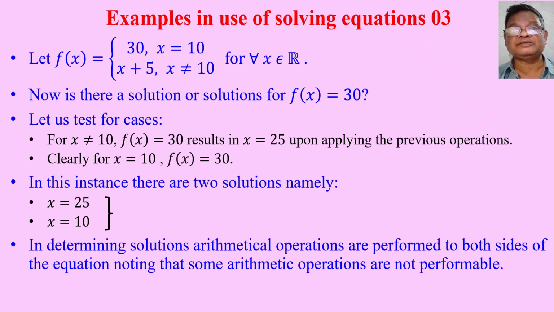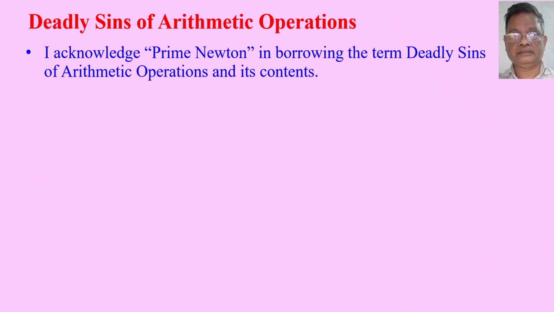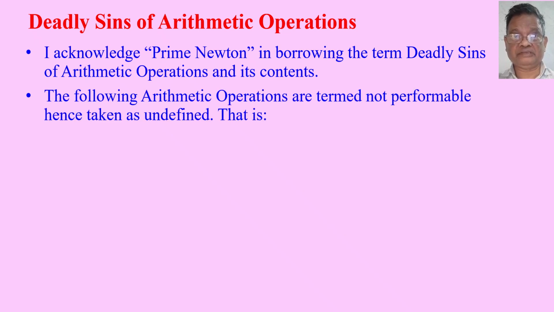In determining solutions, arithmetical operations are performed to both sides of the equation, noting that some arithmetic operations are not performable. I acknowledge Prime Newton in borrowing the term deadly sins of arithmetic operations and its contents. The following arithmetic operations are termed not performable, hence taken as undefined.